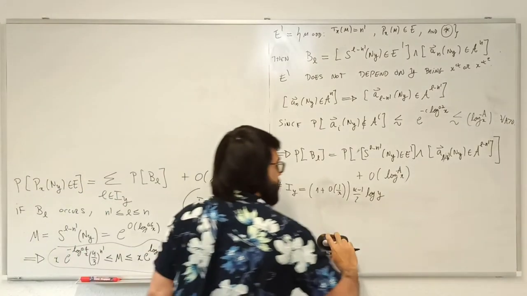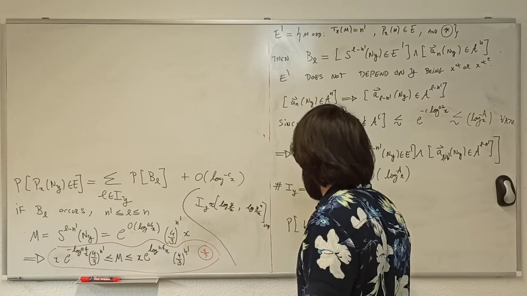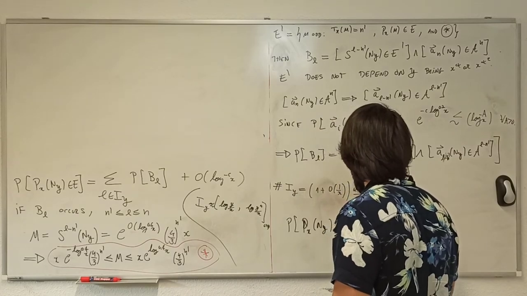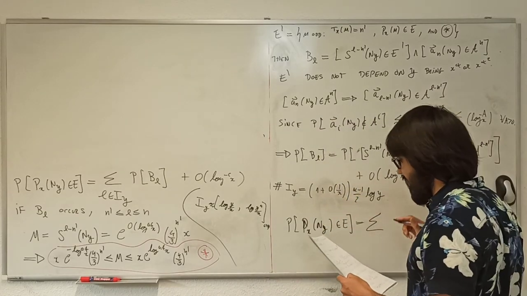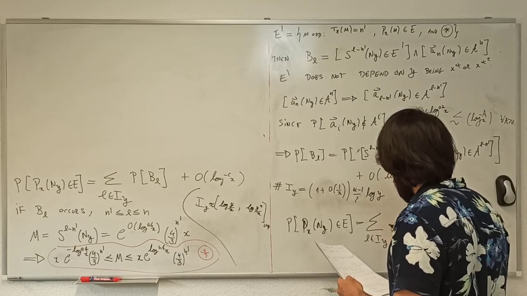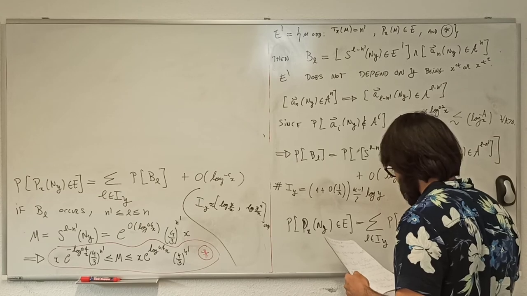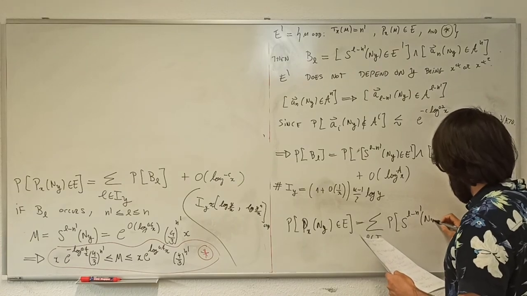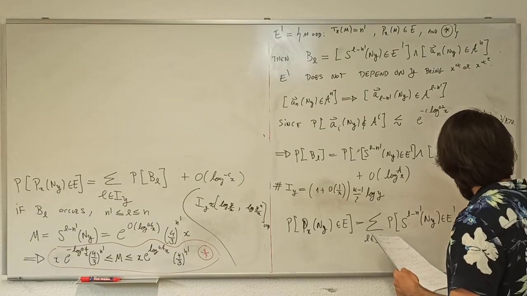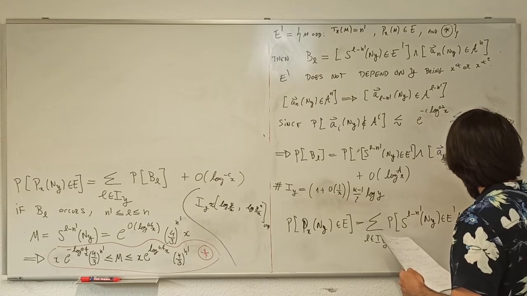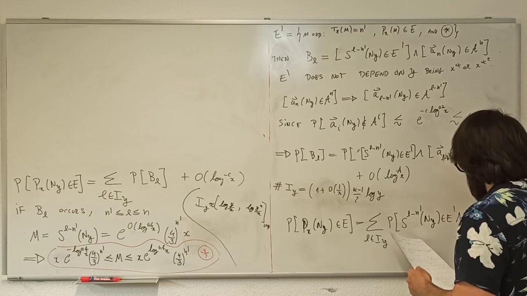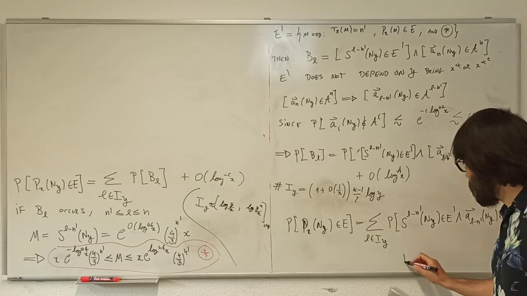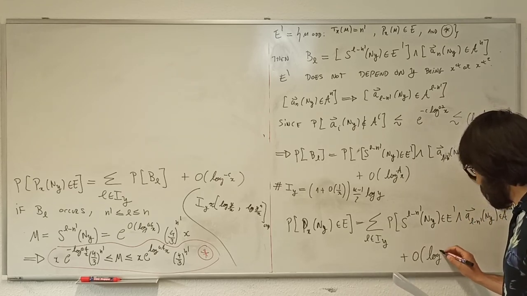So then we can go ahead and replace. We can say that the probability of px and y belonging to e is now the sum. Is this, so now this is almost final. Now there are no more reductions. Plus O of log of minus U x.